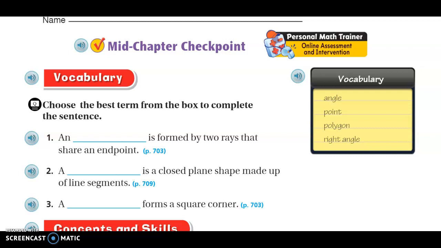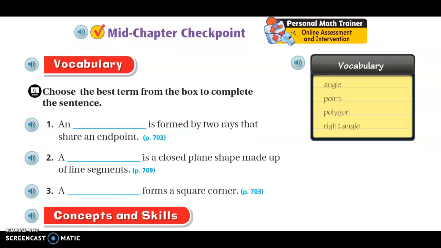All right, so the first 3 questions are just vocabulary questions. Choose the best term from the box to complete the sentence. Some of the vocabulary words we have are angle, point, polygon, and right angle. And please, if you don't understand something and you're not sure, you can go back and look it up.